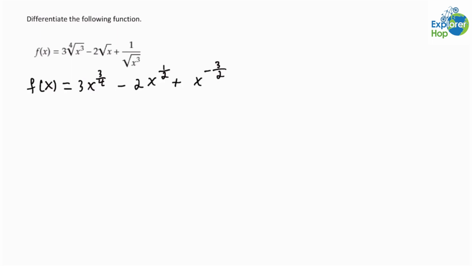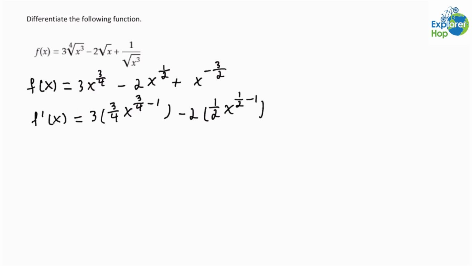Now, let's differentiate this function using the power rule. So the derivative of f of x is going to be equal to 3 times 3 over 4 times x to the 3 over 4 minus 1, minus 2 times 1 over 2 times x to the power of 1 over 2 minus 1, plus negative 3 over 2 times x to the power of negative 3 over 2 minus 1.